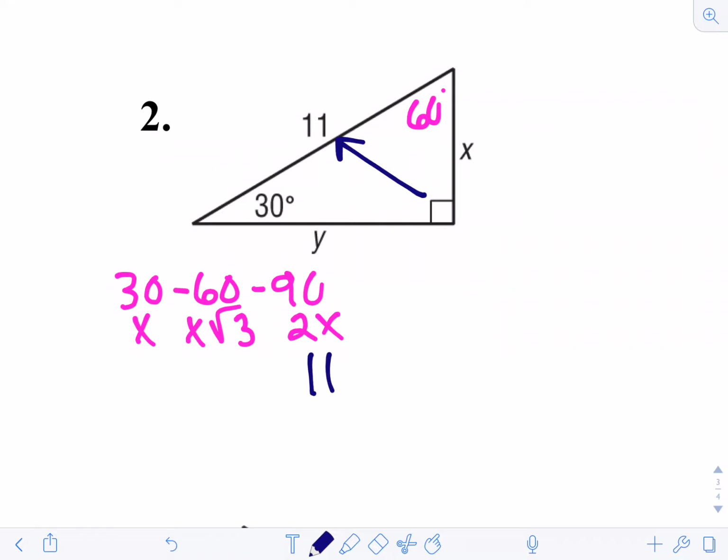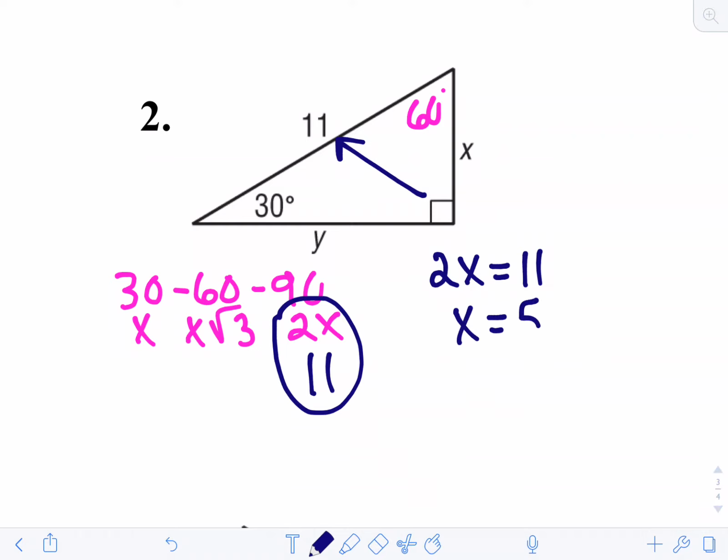Okay, we're going to focus right here on this piece. What this says is 2x is equal to 11. So if I want to figure out what x is, divide both sides by 2, we get 5.5. Okay, so now I know x is 5.5, which means across the 60 is 5.5 square roots of 3.